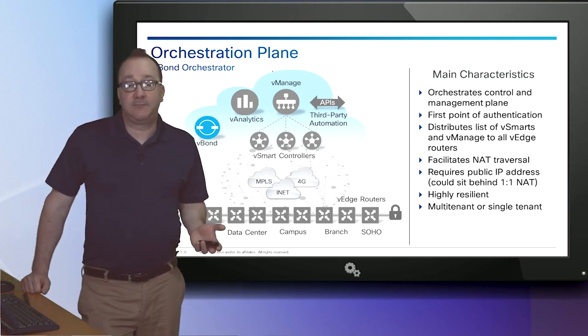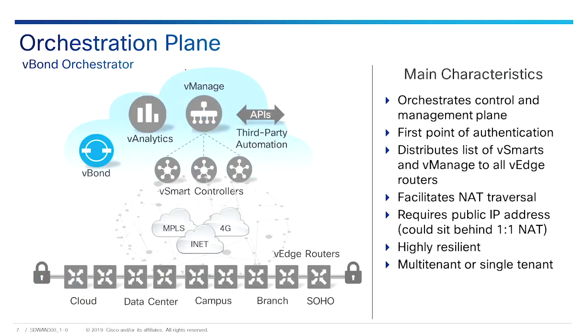When a vEdge device comes up, it connects to the network via vBond. Each vEdge has a built-in hardware certificate that authenticates it to vBond, so when it comes up, it's already trusted. The Cisco vBond orchestrator is a multi-tenant element of the Cisco SD-WAN fabric and is the first point of contact and performs initial authentication when devices are connecting to the organizational overlay.